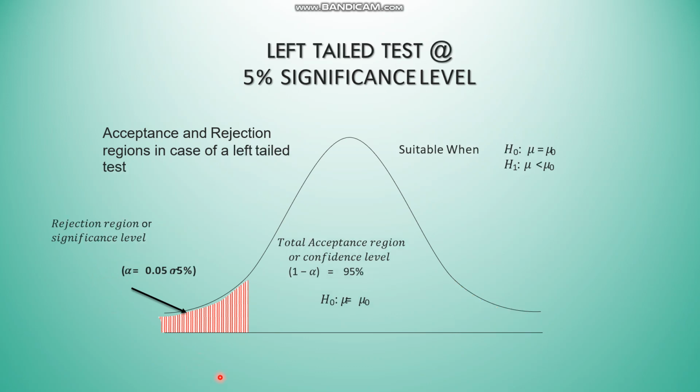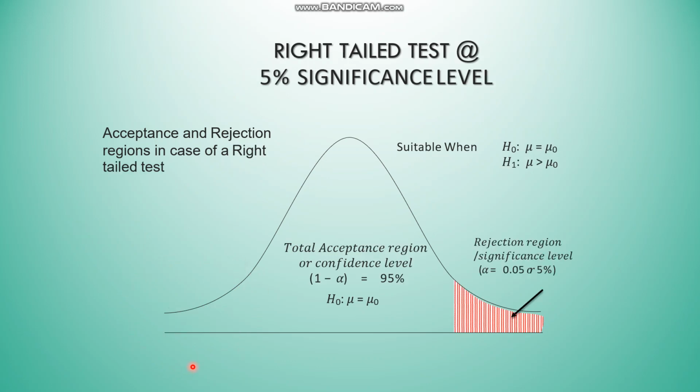Now this graph shows the region for one-tailed test, which is left-tailed test. The graph here shows the rejection level. The next graph shows the rejection level and the acceptance level. So here it is H1 such that mu is greater than mu naught.